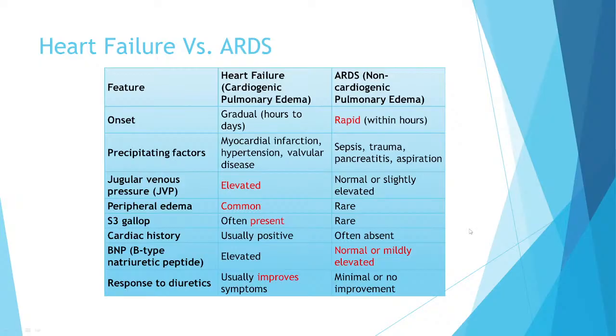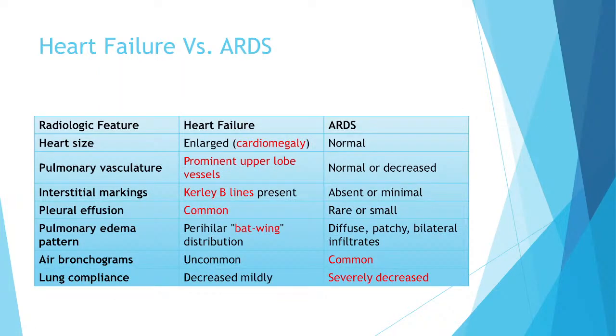And response to diuretics: the patient will usually respond to diuretic therapy if it is heart failure. So radiographic features, there can be cardiomegaly if it is heart failure. There will be prominent upper lobe vessels when it is heart failure. Curly B lines are more characteristic of heart failure. Pleural effusion is common in heart failure. And the pattern of appearance of the pulmonary edema, you have the characteristic bat wing appearance or something similar in heart failure. Air bronchograms, which are more associated with pneumonia, will be common in ARDS, and the lung compliance will be severely decreased in ARDS.